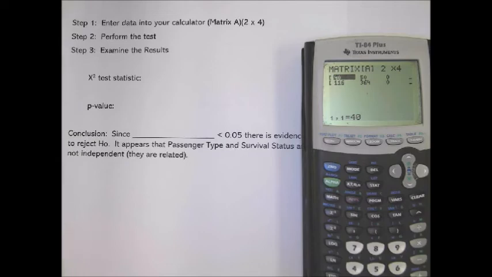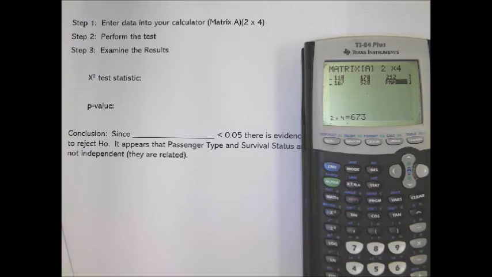So in my 2 by 4 matrix, I'm going to put the data 202 and 118 and 178 and 212. That takes care of my alive row. Now my dead row, 123, 167, 528, 673. And don't forget to hit enter. Okay, we now have the observed matrix in matrix A.